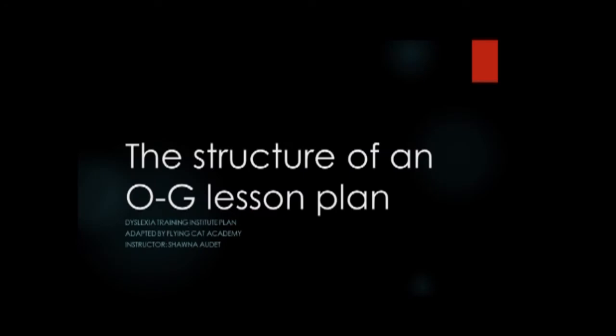In today's lesson, we will be learning about the structure of an Orton-Gillingham lesson plan. This is where we put all the pieces together. In previous lessons, you've learned about the different drills that you're going to be doing. You've been learning about the different content that you're going to put in your lessons. And today we learn, what will the lesson actually look like? What is the order of events and how do you do it?